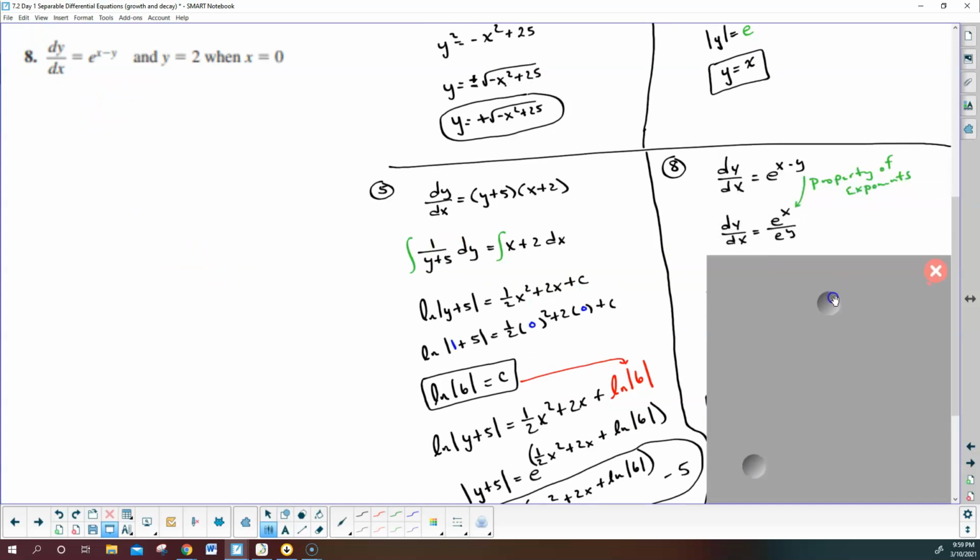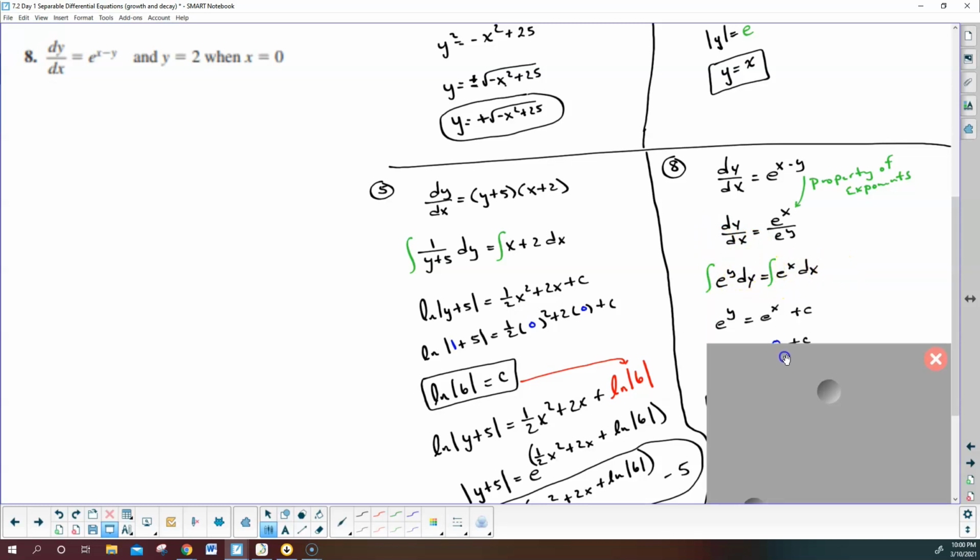So here's the first thing that makes this problem challenging. When I have e to the power of x minus y, we want to rewrite that so it's the same base, but now we're dividing e to the x over e to the y. What that allows us to do is separate the x's and y's together. So now I'm going to times by e to the y over to the other side. Notice my y's are with dy, my x's are with dx.